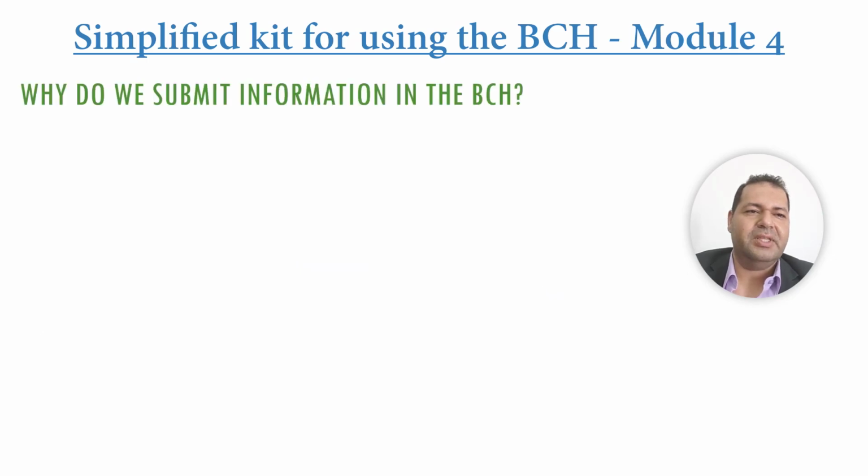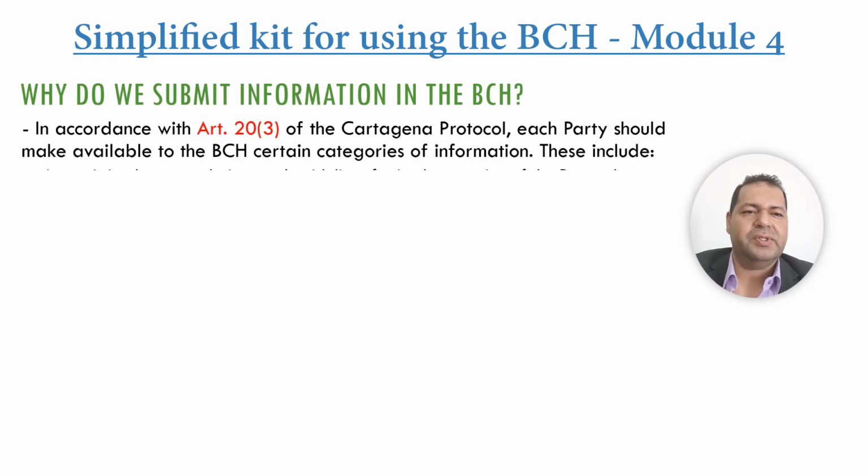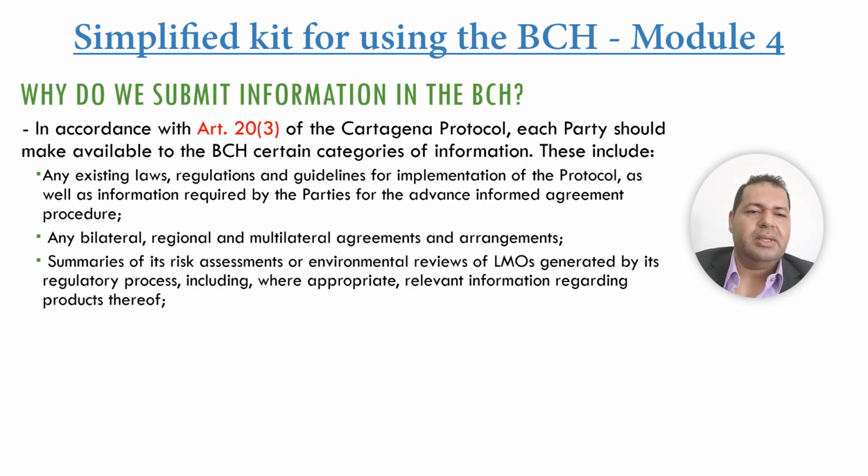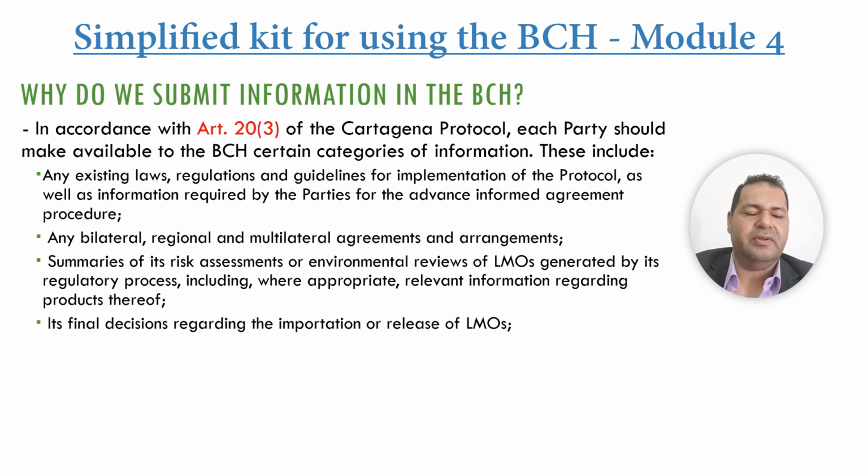On the question of why we submit information in the Biosafety Clearinghouse: in accordance with Article 20.3 of the Cartagena Protocol on Biosafety, each party should make available to the Biosafety Clearinghouse certain categories of information. These include any existing laws, regulations, and guidelines for implementation of the protocol, as well as information required by the party for the Advanced Informed Agreement procedure, any bilateral, regional, or multilateral agreement or arrangement, summaries of its risk assessments or environmental reviews of living modified organisms generated by its regulatory process, including where appropriate relevant information regarding products thereof, and its final decisions regarding the importation or release of living modified organisms.